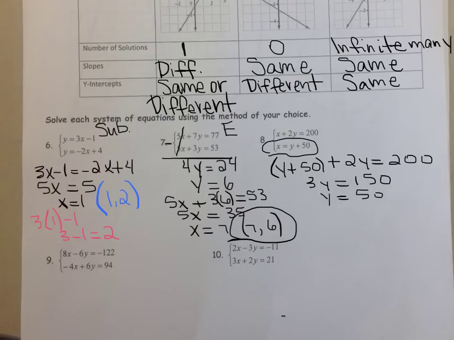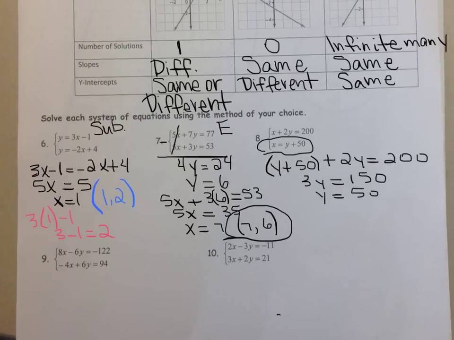Then I'm going to plug in y. 50 for y into this equation here so that I can get x. X equals 50 plus 50. X equals 100. My answer is 100, 150.